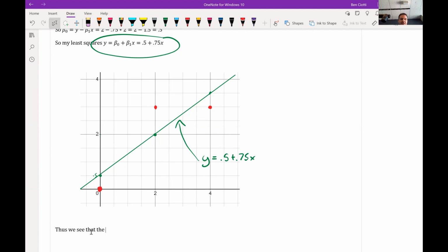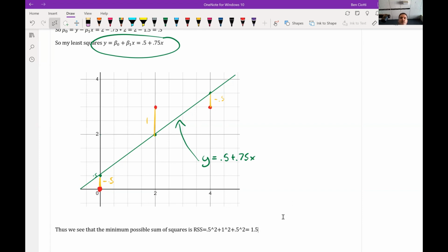Thus, we see that the minimum possible sum of squares for all possible lines is, let's see, the first residual is 0.5, or actually negative 0.5. The second one is positive 1. The third one is negative 0.5. So that would be 0.5 squared plus 1 squared plus 0.5 squared, which is what, 1.5, I believe.